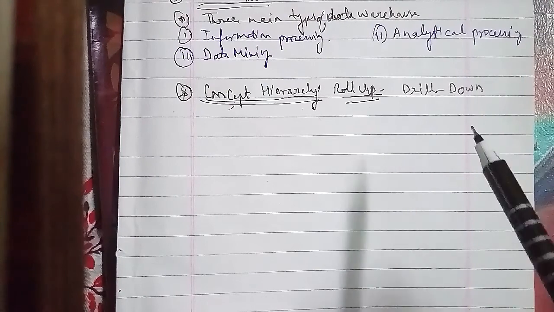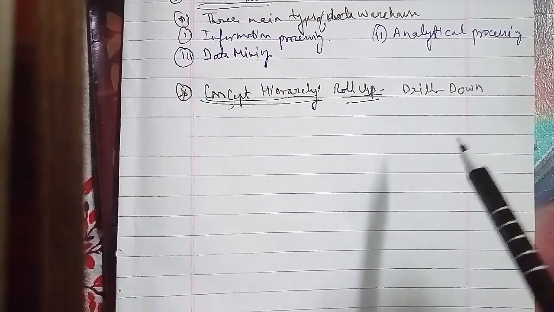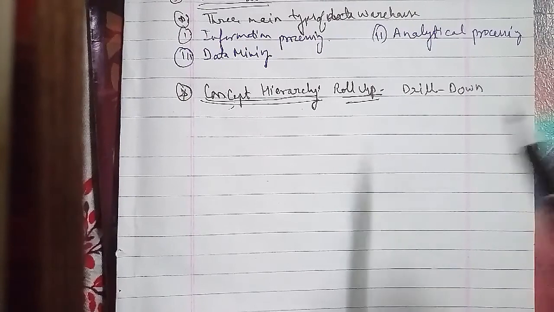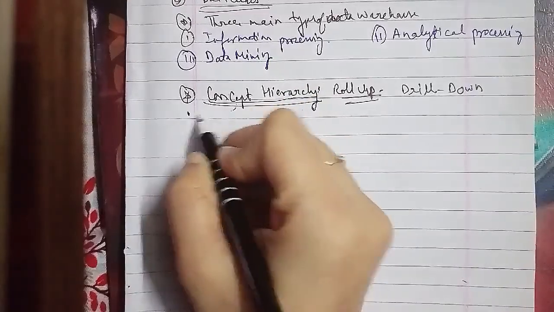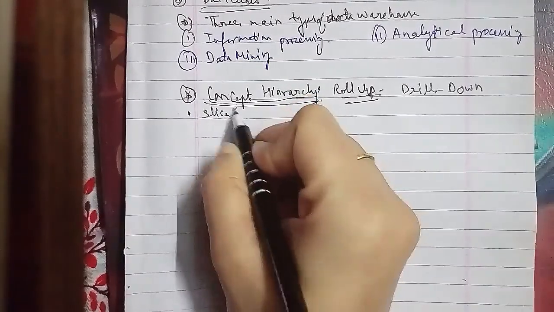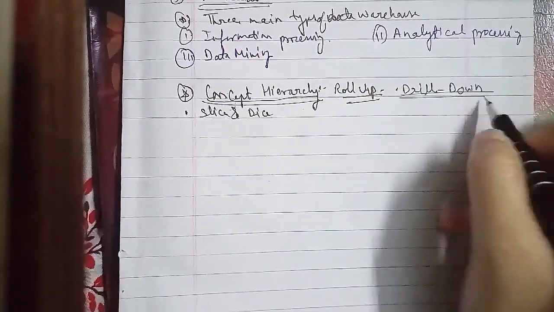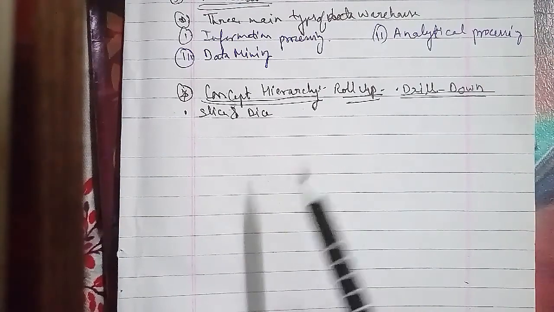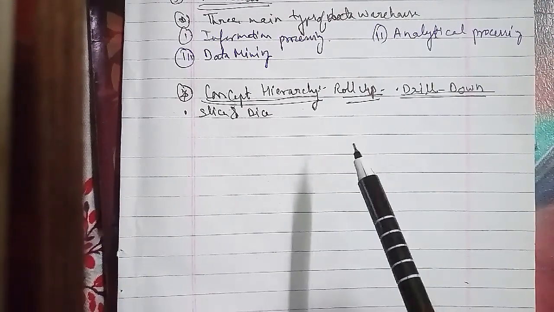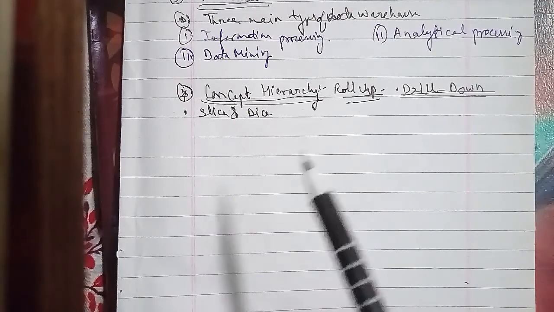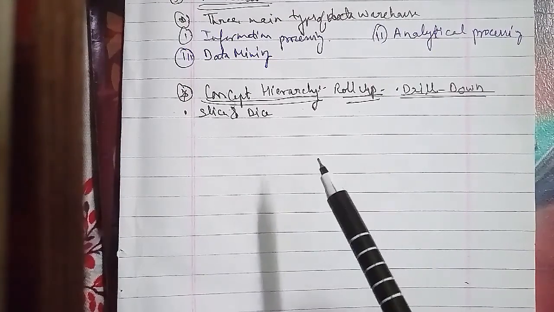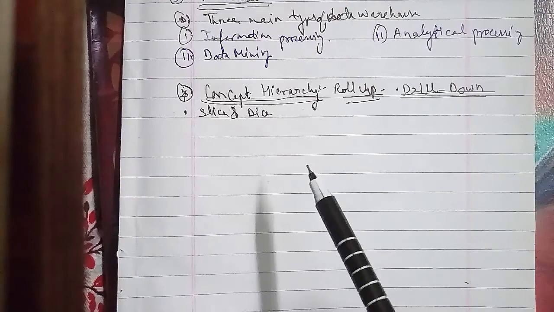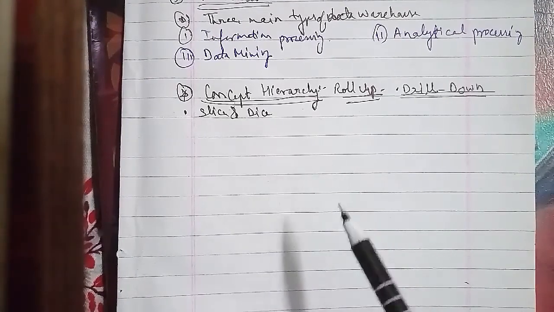In slice and dice, the slice operation is performed by selecting one dimension of the cube, resulting in a sub cube. For example, a slice operation where the sales data are selected for the dimension time using the criterion time = Q1. The dice operation defines a sub cube by performing a selection on two or more dimensions. For example, a dice operation on the central cube based on the following selection criteria that involves three dimensions: location is Delhi or Mumbai or Kolkata, time is Q1 or Q2, and item is egg or milk, which we have already discussed.